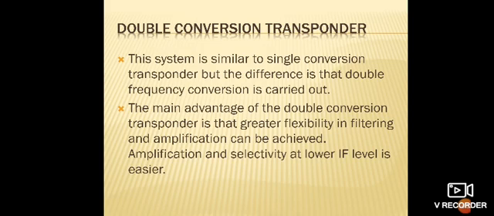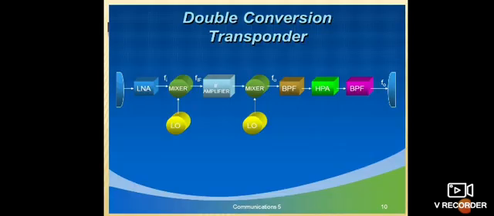So for that reason, in this also we have an amplification part. In order to have greater amplification, we can have very good quality of the signals. We also have greater flexibility in our filtering process, and the amplification can be achieved. So amplification and selectivity at a lower IF level is going to be much easier. Okay, so the next is the block diagram of the double conversion transponder.